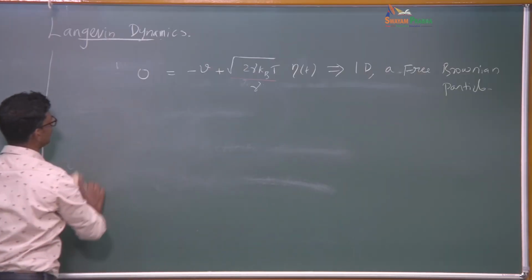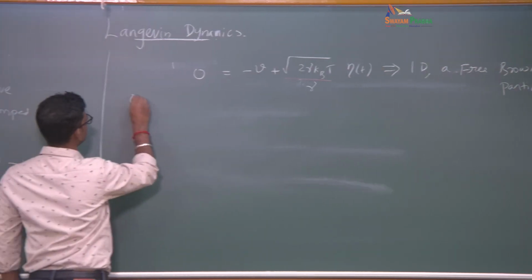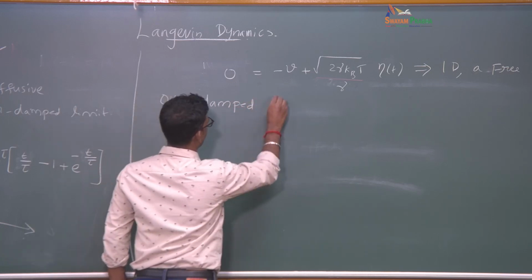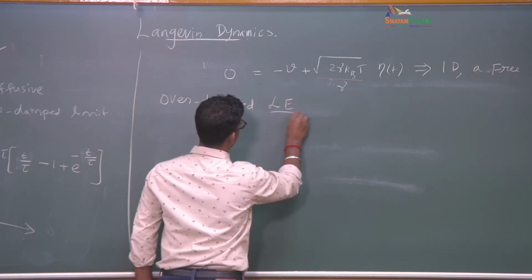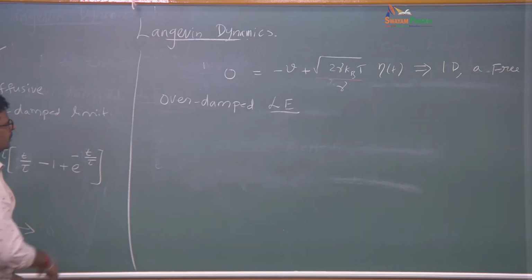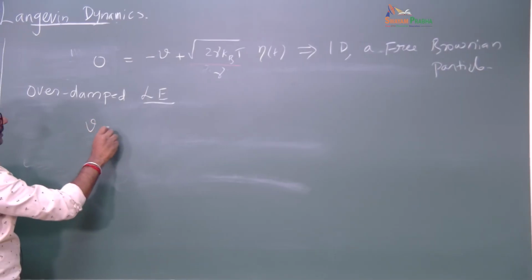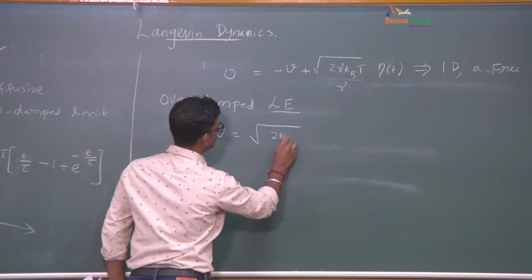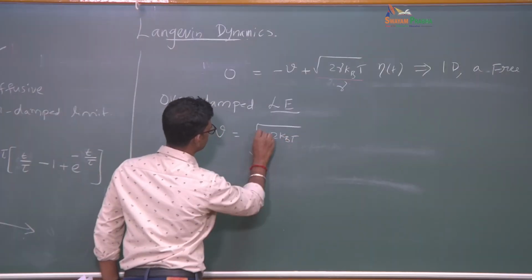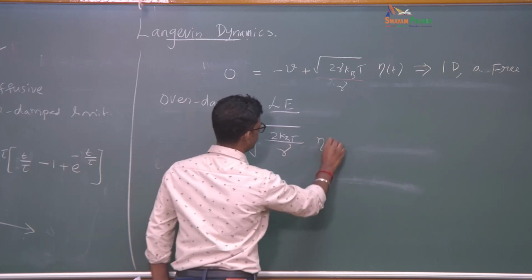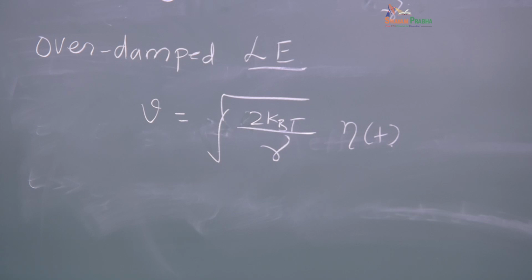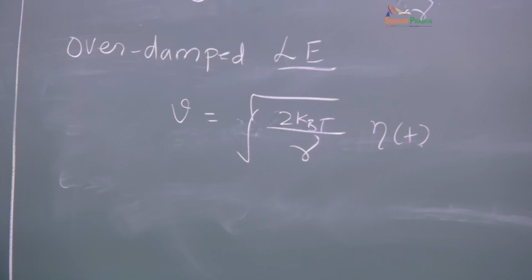And this we call the overdamped Langevin equation. So from here we can write that V should be equal to the square root of 2 kBT by gamma times eta of t. So this is going to tell you how the position of a Brownian particle will behave under the overdamped limit.